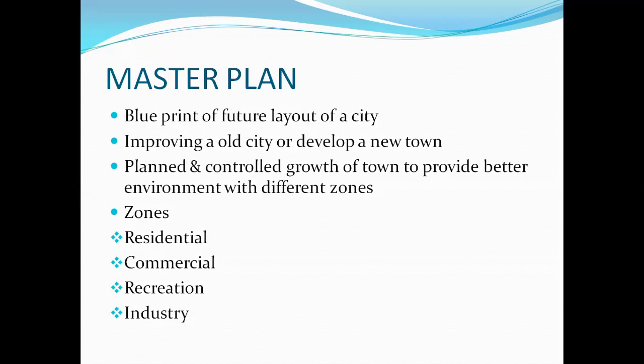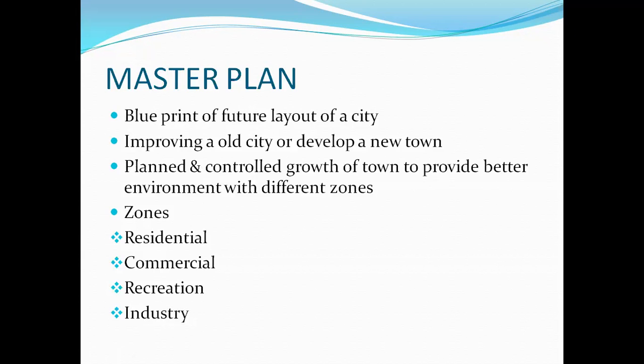It is the planned and controlled growth of a town to provide a better environment, with different zones for the people over there. So they have a proper area and they plan and control the growth with different zones. They have four zones. The first one is residential, next is commercial and recreation, then the industrial area. So these four areas are separated into different zones.